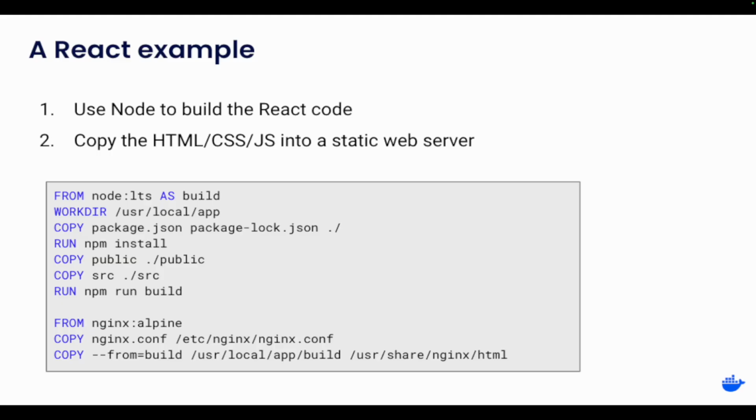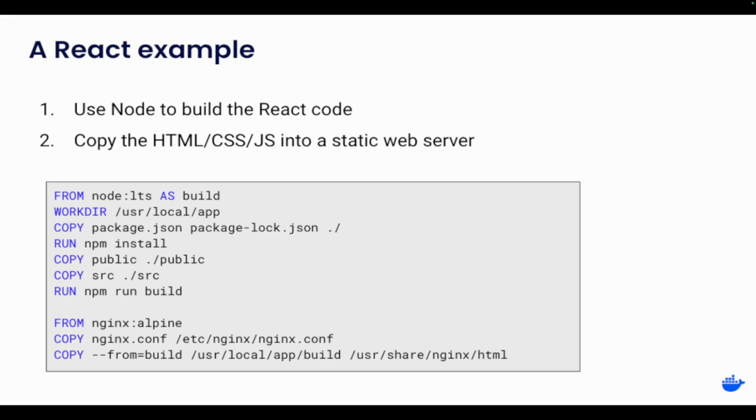All right, so here's a React example to see what this actually looks like. So let's walk through this particular thing. We're going to use Node to build the React code, and then we're going to copy all this into a static web server. So we have a FROM node LTS AS build. So this is our build stage. We set a working directory. We copy in the package.json and package-lock.json. We run npm install. We copy in the public directory, the source directory. We do a build. So we've done all these steps to actually build our application.